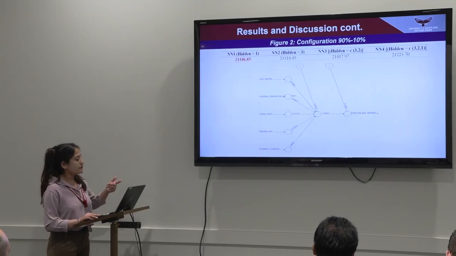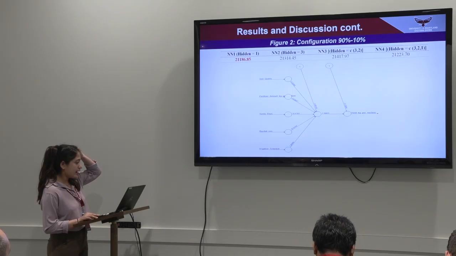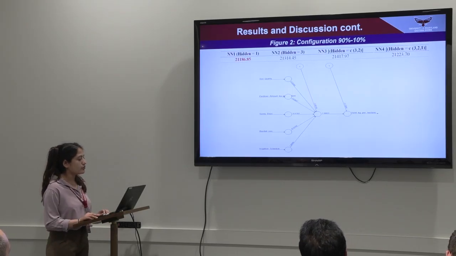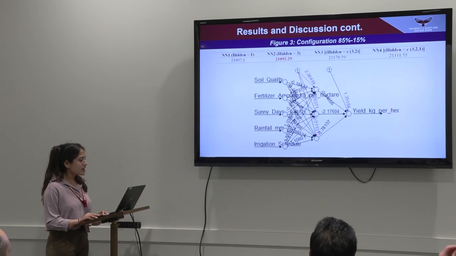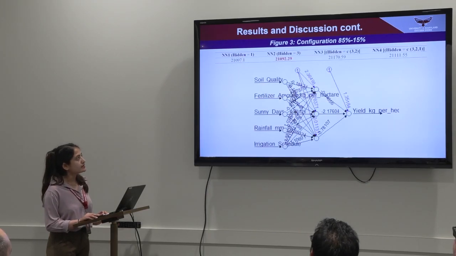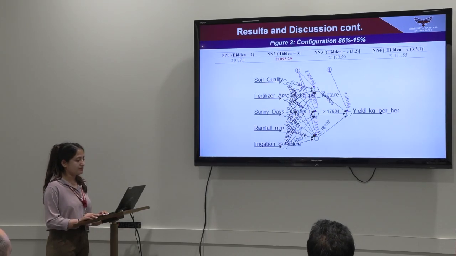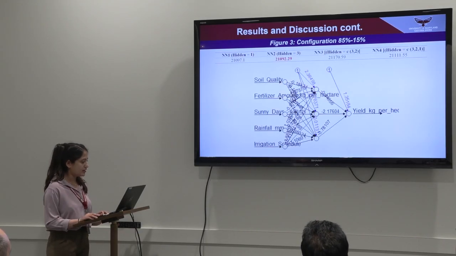And so, for the first configuration, we found out that the neural network with a single hidden layer had higher predictive accuracy than the other configurations. For the 85/15 train-test data split, we found out that the neural network model with 3 hidden layers had higher predictive accuracy than the other configurations, different models.